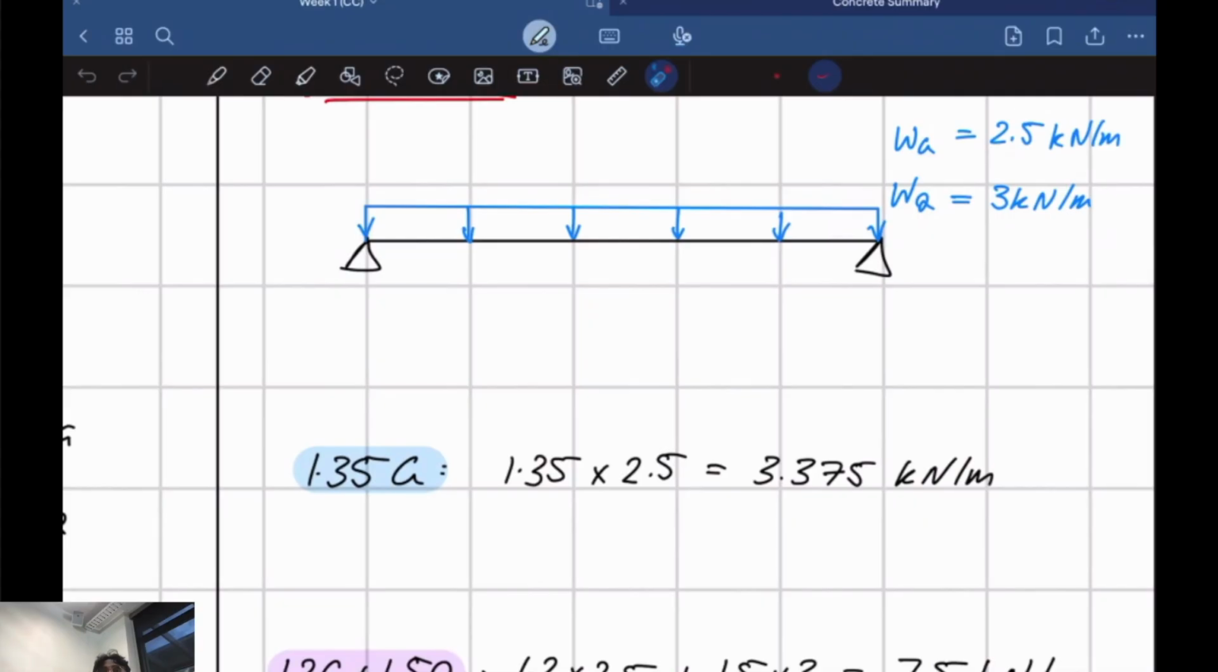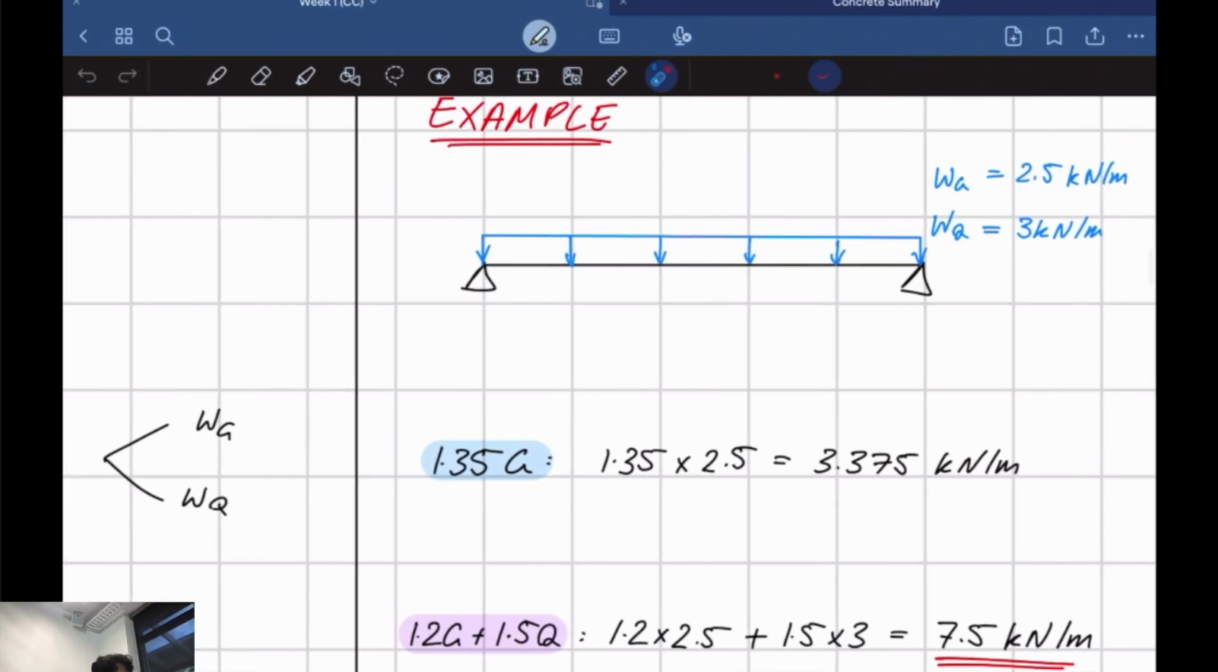Now I have to use the combination factors to figure out which one's governing. So I first calculate 1.35G, and I end up getting a load of 3.375 kilonewtons per meter. So what do you mean by what's governing? Governing meaning we take the maximum. Yeah? So I'll show you what I mean.